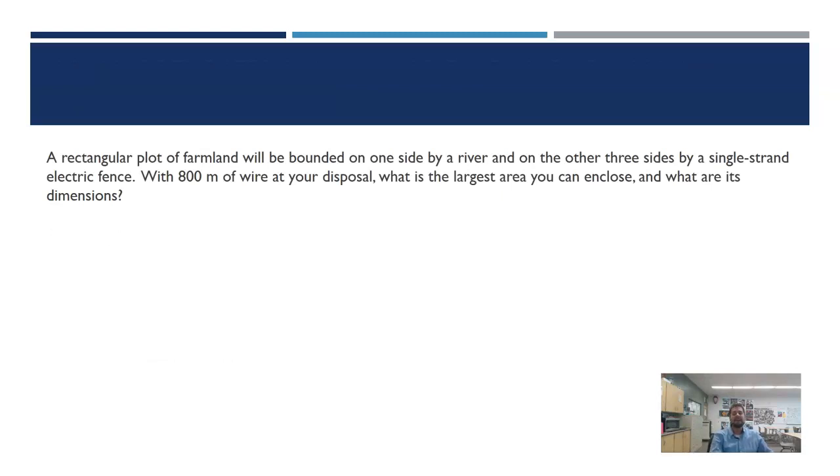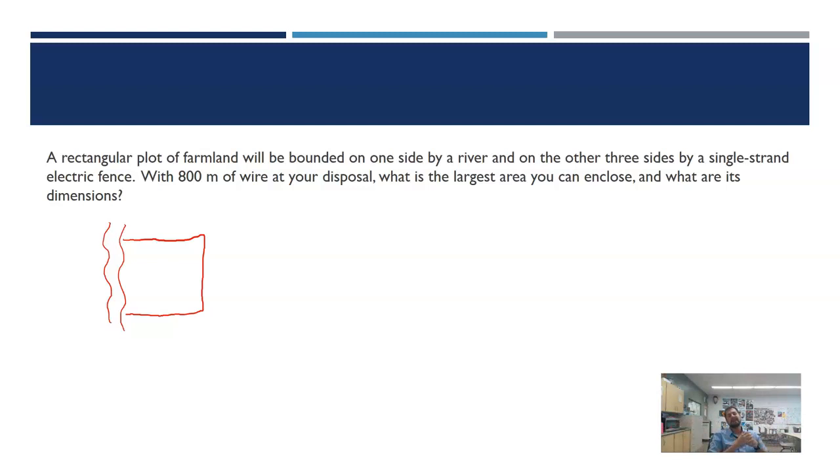So here is another example. Okay, we've got a rectangular plot of farmland that will be bounded on one side by a river, and on the other 3 sides by a single-strand electric fence. So I'm going to draw this picture immediately. So here's my river right there, okay? And then I've got a single-strand electric fence going around the river. That is all the information I have about the setup of this problem, okay?